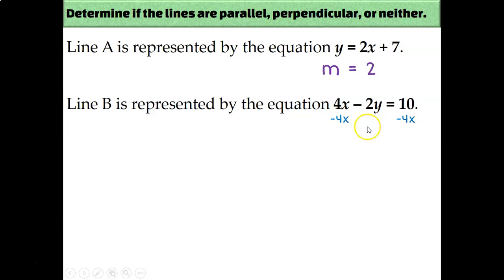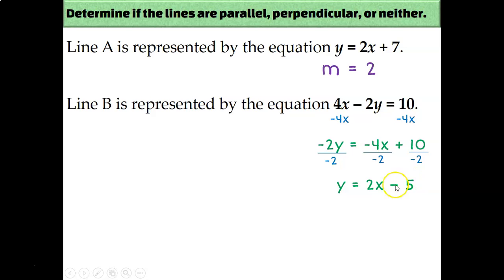So I'm going to subtract 4x from both sides. Now keep in mind, these are not like terms, right? One has an x, one doesn't, so you need to leave them separate. So I have negative 2y equals negative 4x plus 10. And then I'll divide everything by negative 2 to get y alone. So I get y equals 2x, because negative 4 divided by negative 2, that gives me a positive 2, and minus 5.